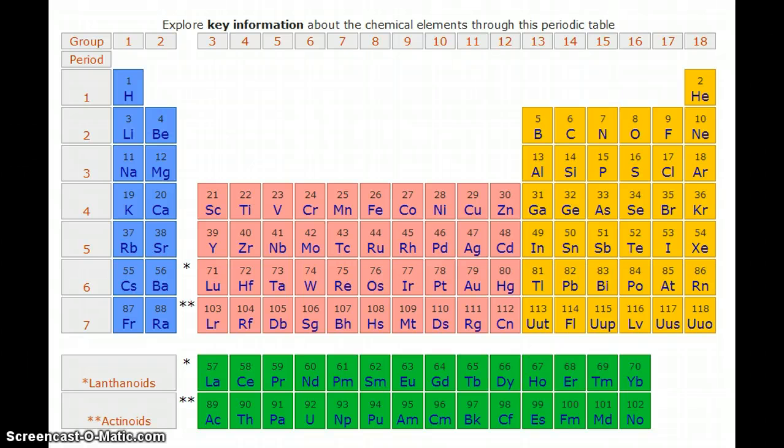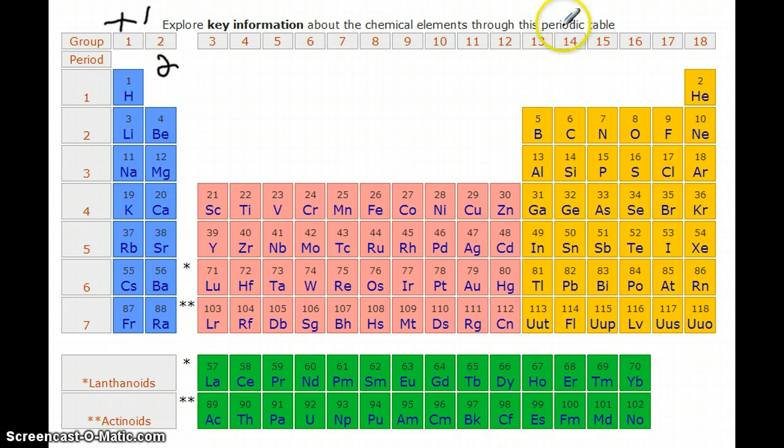What we need to remember is we can determine the oxidation number of an element by looking at what column it's in. For example, all of these elements in column 1 have an oxidation number of +1. So we can write +1 here. And all of these in group 2 have a +2.